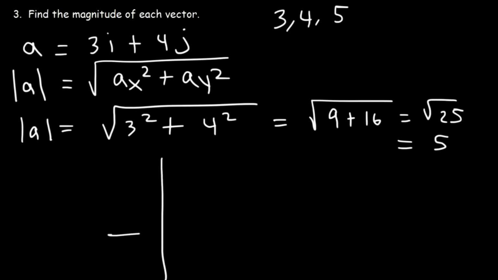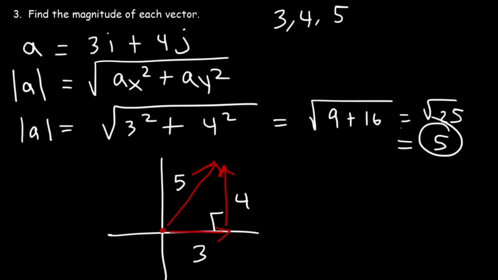Let's say we were to plot the vector starting from the origin. 3i, that's the x component. So basically, to get that, you need to travel 3 units to the right. The y component is 4. So we need to go up 4 units. The magnitude is basically the length of the hypotenuse of this right triangle that's formed. And based on the Pythagorean theorem, it's going to be 5. So the magnitude is always the hypotenuse of the right triangle formed.